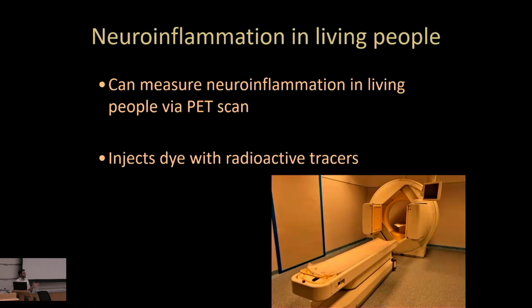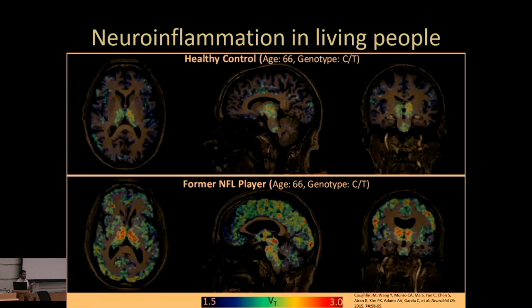We can see inflammation in living people. So there are ways to look at inflammation in the brain using PET scans. And you can inject these radiotracer dyes into individuals that will bind particular targets in their brain. And then when you look with a PET scanner, you can see if they have more of this dye in their brain, they have more inflammation. This is work done by my colleague, Dr. Julie Coughlin, where she did this in individuals who were healthy or they played football, age matched, so same ages.